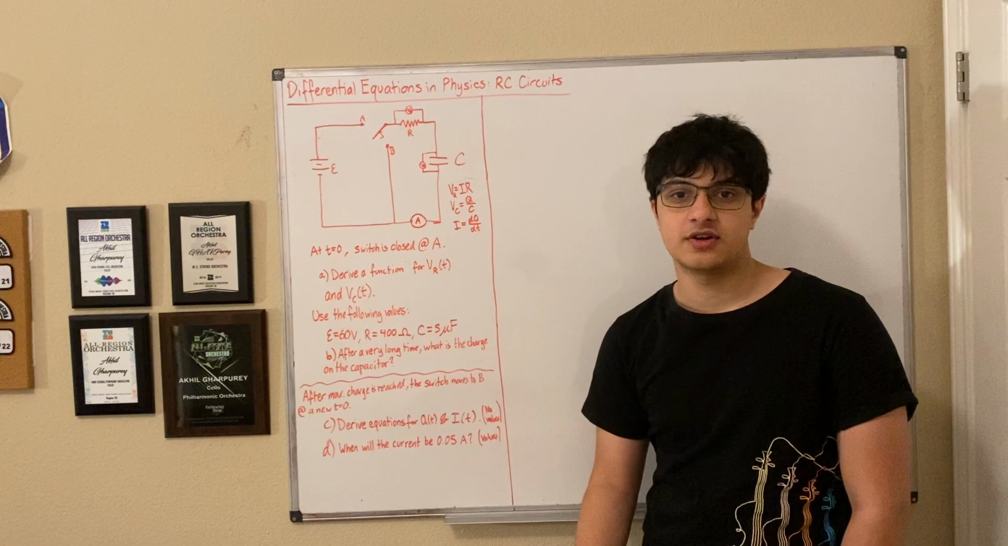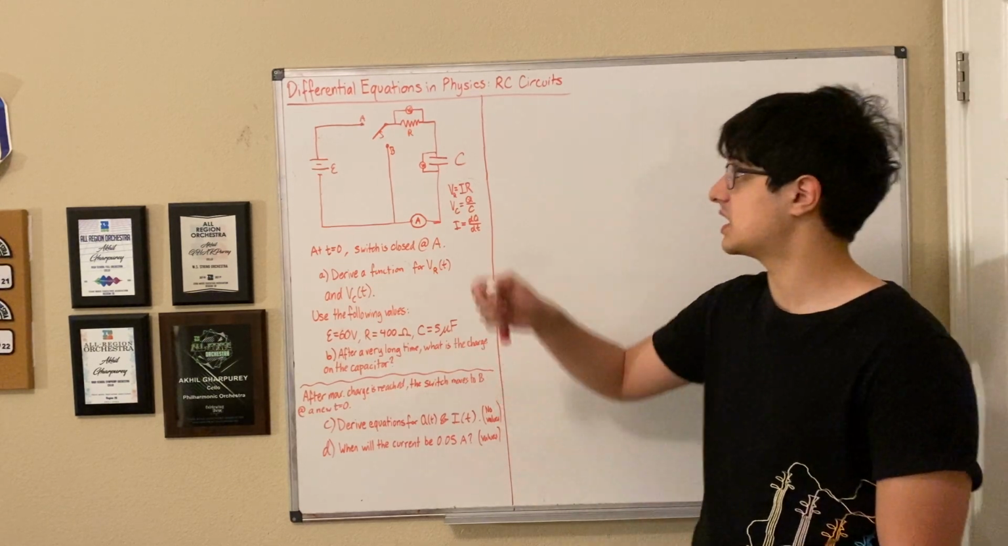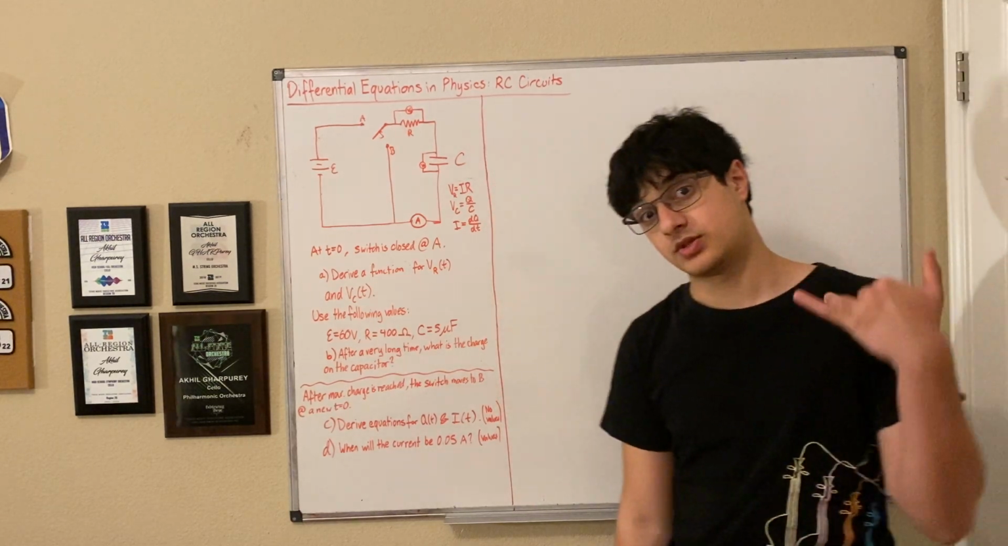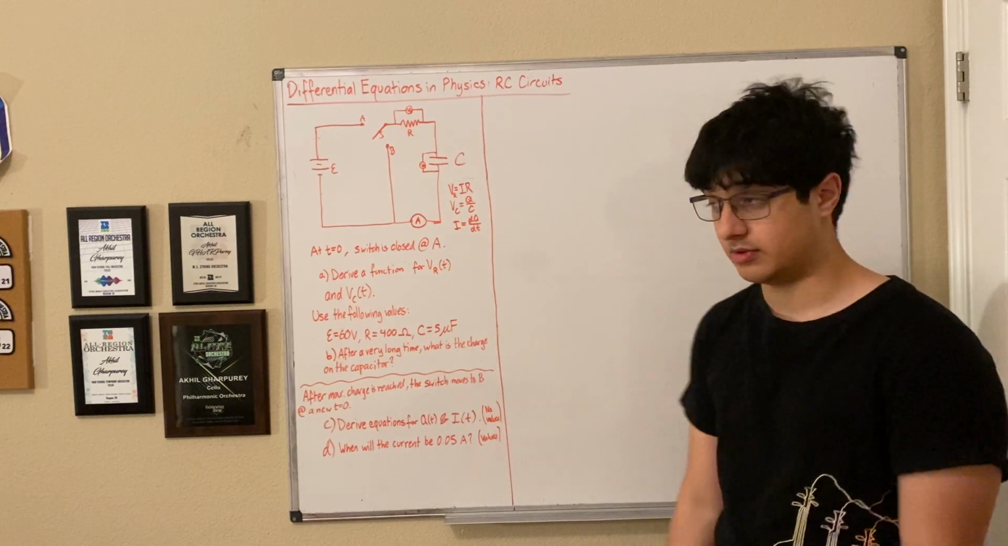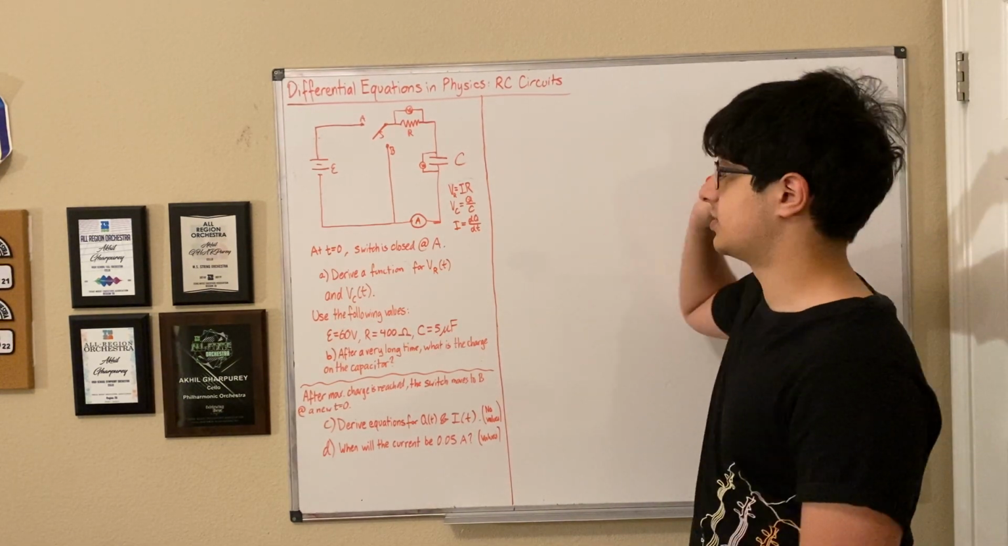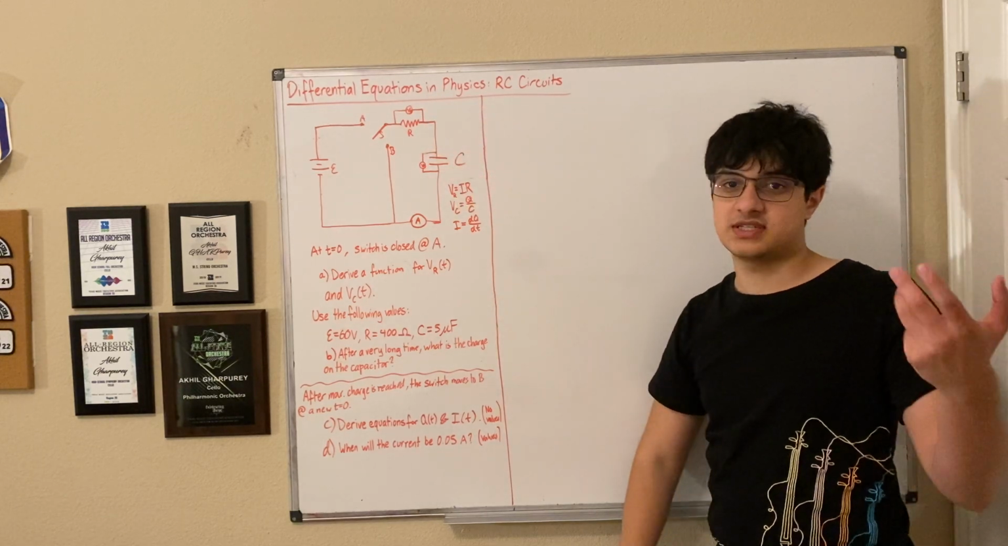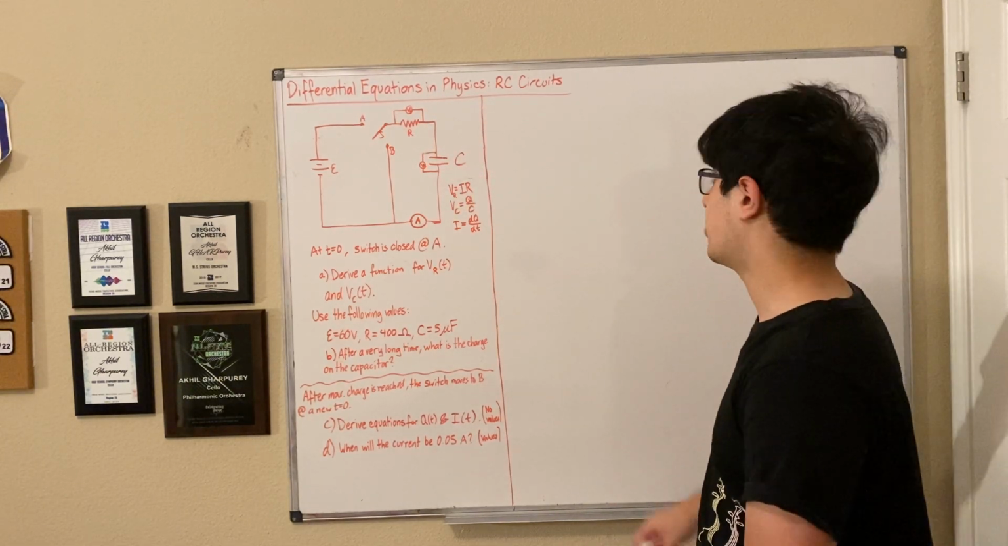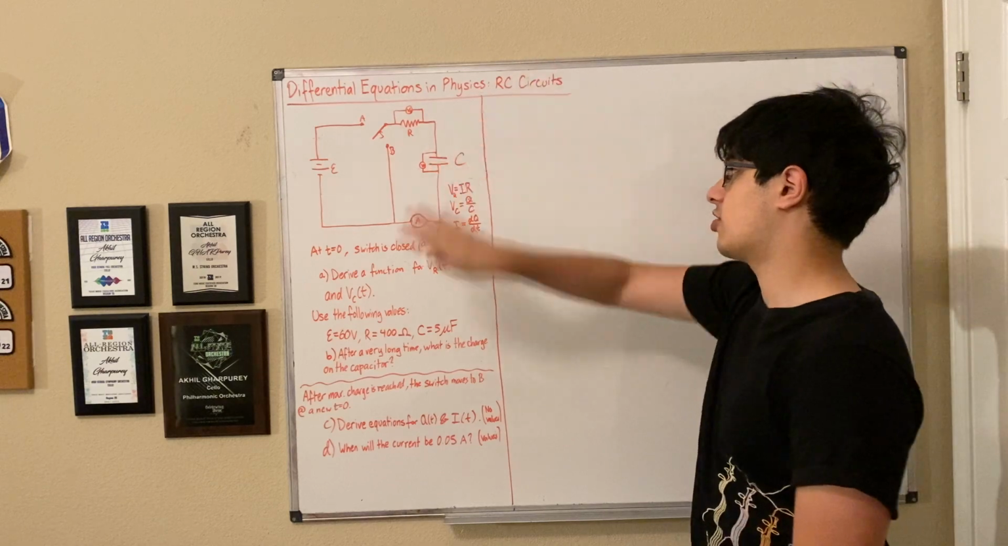So I've already done a video like this where we analyze a differential equation in physics. That was with the drag force. I believe it's on an inclined plane, so you can check out that video in my channel. But this is going to be another example of how we can see the world in a differential equation. So what we're going to be looking at is the RC circuit.